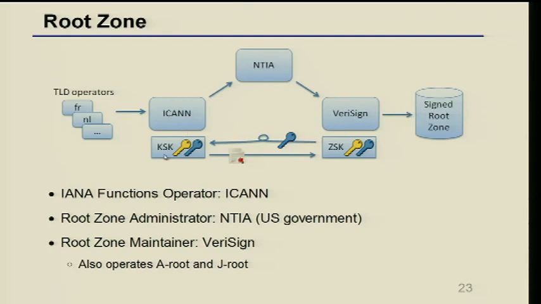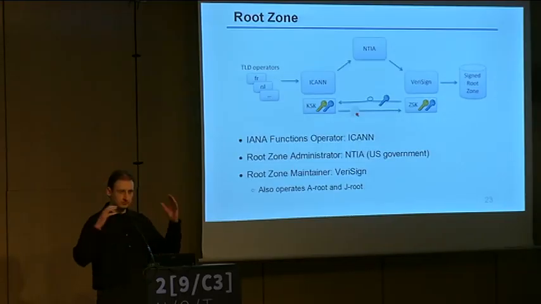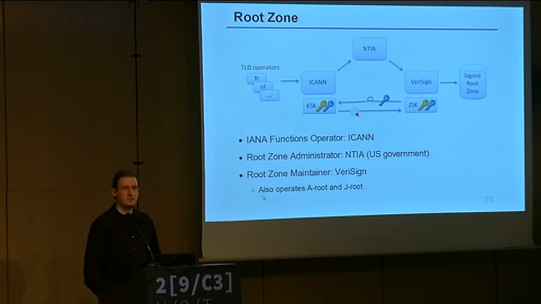Now ICANN is in possession of the root key signing key. This is the top-level key. This is the most important key. And it has created this key, and it uses this key to sign the zone signing key. This is a level right under the KSK, under the key signing key. So VeriSign uses a zone signing key, the ZSK, to sign the actual root zone data.